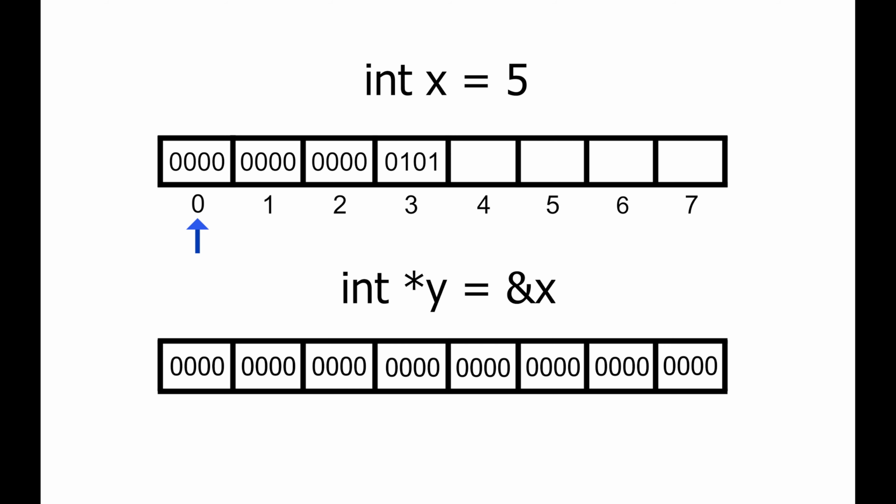We can use this pointer to retrieve the value that is being pointed to with the star operator. So star y has a value of 5, which is the same as x. Now we know what a pointer does. It stores the location of another variable in memory. But why is this important?